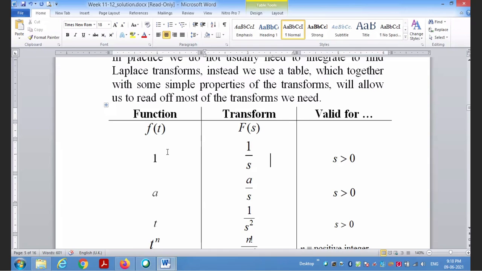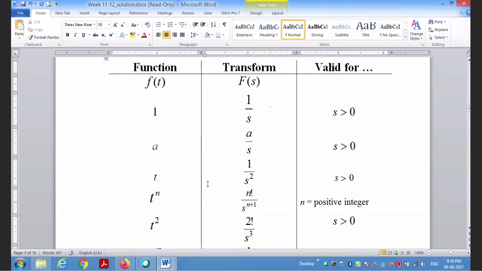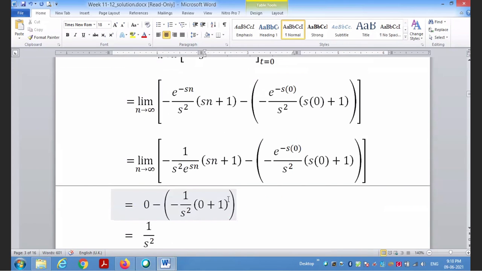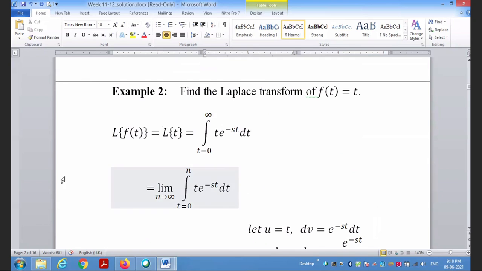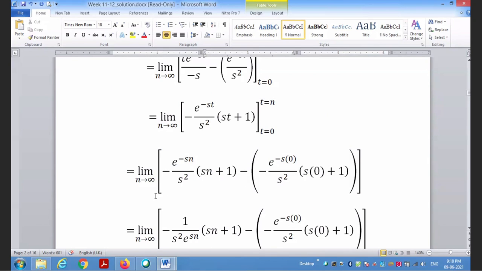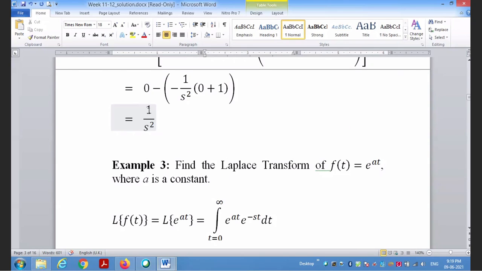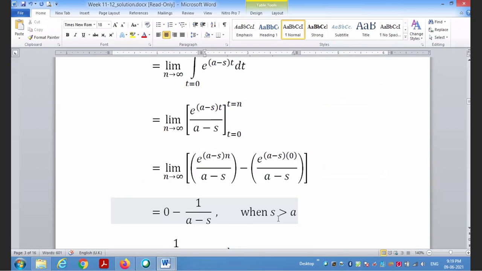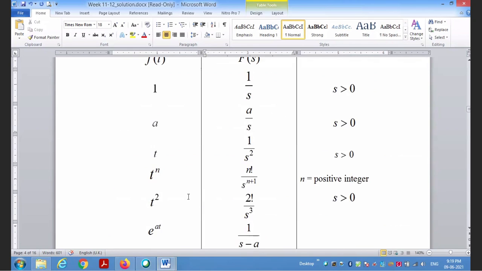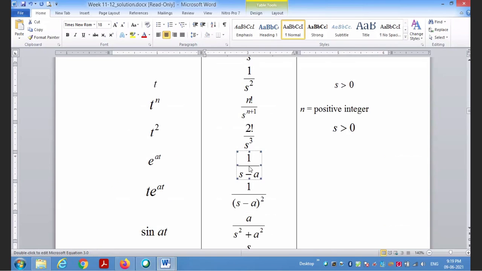When we have t, the Laplace transform is 1 over s squared. We have done this before: when f of t equals t, the Laplace transform of t is equal to 1 over s squared. From the definition, the Laplace transform of e to the power of at is 1 over s minus a, and from the table you get the same thing.